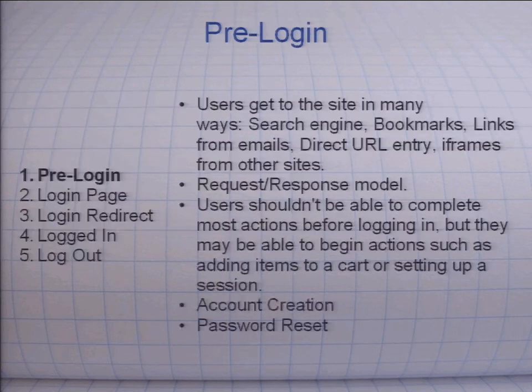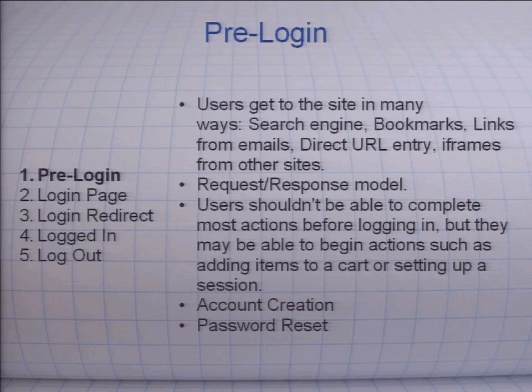So let's do it. All right, the pre-login section. 5 sections: pre-login, the login page, the login redirect, the logged in section, and logout. In the pre-login section, users get to the site in a bunch of different ways. They don't just put the URL into the URL bar on their browser. They can also get there from a search engine, from bookmarks they have, links from emails, iframes on other sites. I'm going to talk briefly about the request response model of the internet, but since so many of you are developers, most of you probably have a good grasp on that, which is good because it's required to understand a lot of these attacks and defenses.